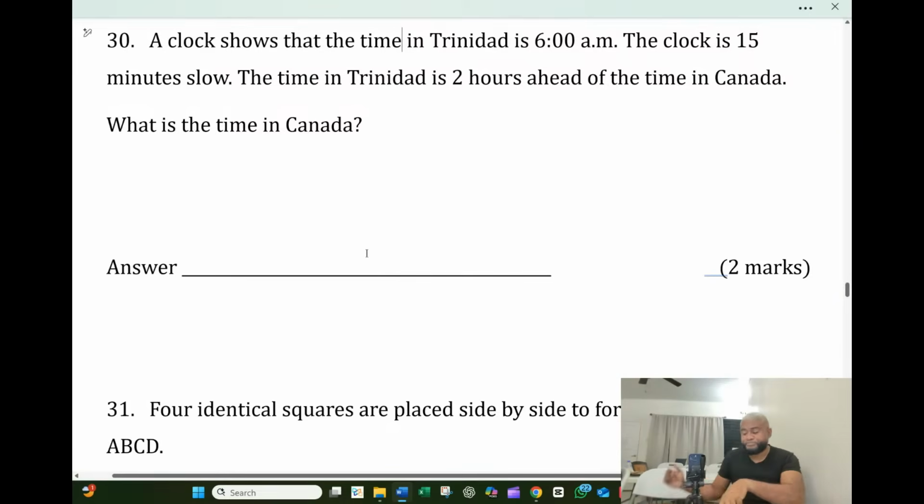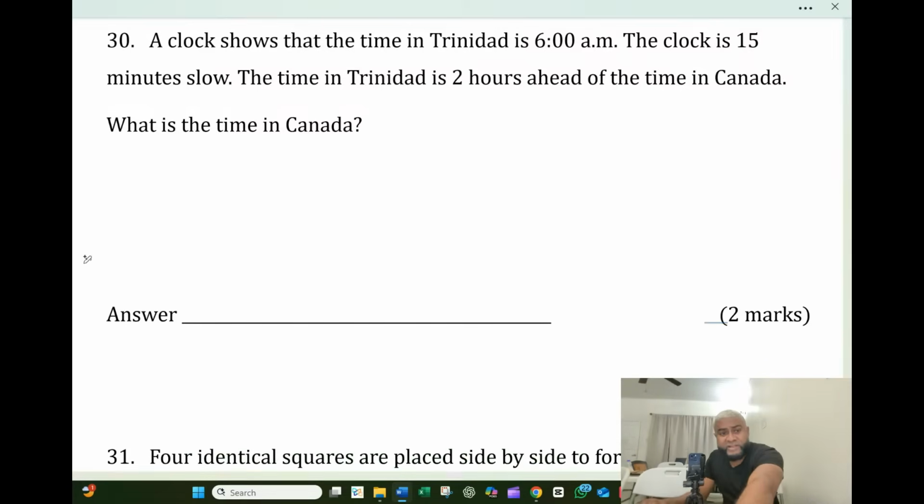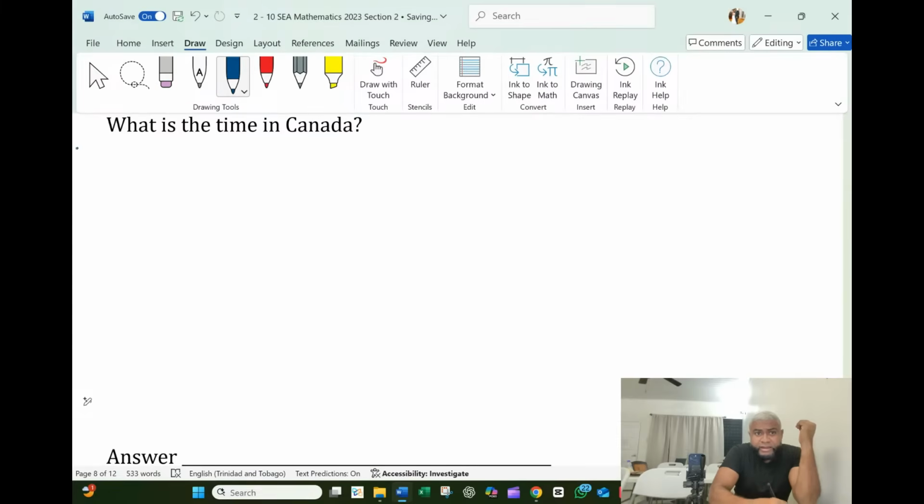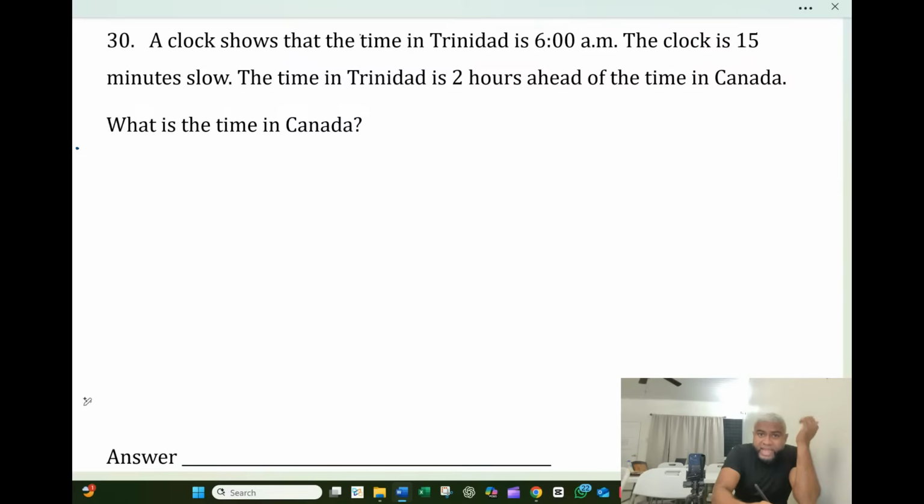All right, let me go. This is a dog food question, right? This is why I like to call it dog food. So the first thing they said is that the clock shows, let me get back my blue ink, the time in Trinidad is 6 a.m. But they said the clock is 15 minutes slow. So what's the real time?